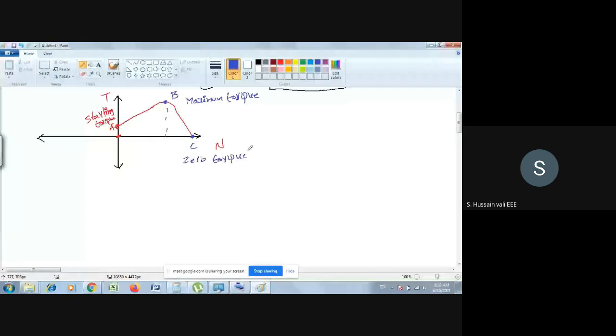A few things you see here: when the speed is zero at point A, what do you find at point A? Speed is zero, the torque is non-zero. This non-zero torque you call the starting torque. This is point A.